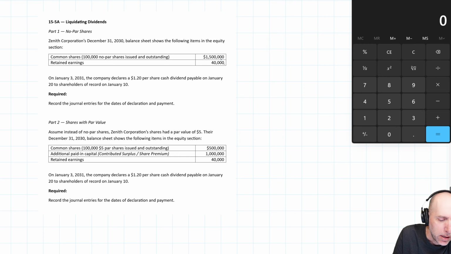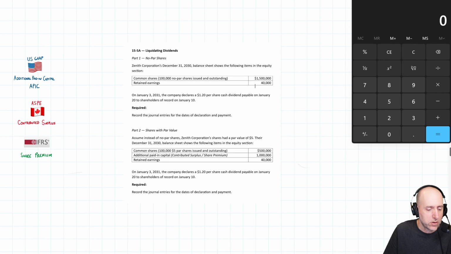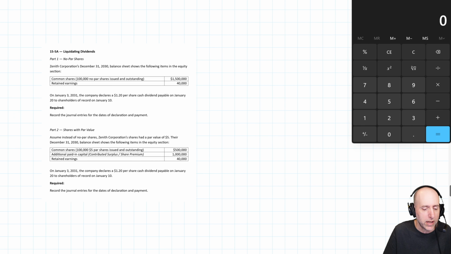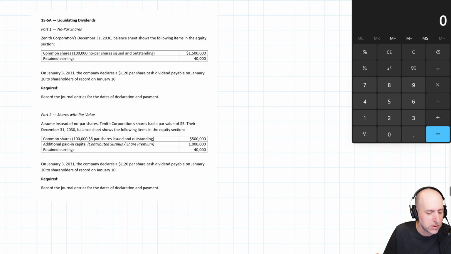We just say, okay, we're going to pay a dividend of more than 40 grand. Normally dividends reduce retained earnings, but we can't reduce them below zero. We've got to reduce shareholders' equity in some way. So we just start reducing the other equity accounts, whether it be common shares or additional paid in capital or contributed surplus. We're just bringing our equity accounts down to zero.